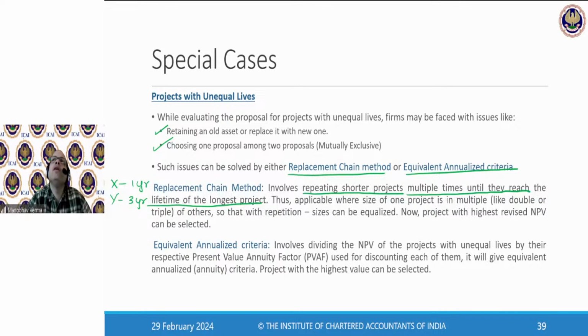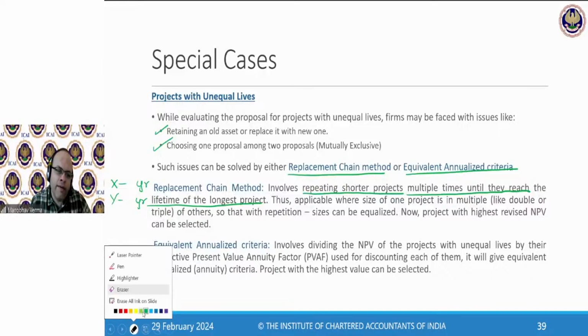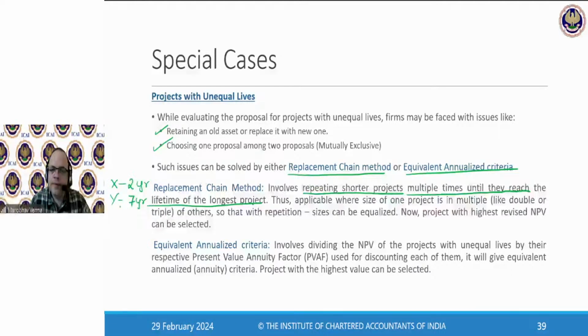Obviously, this is applicable when you have a project life in multiples of each other. If I change this scenario, let's say project X has a life of 2 years, whereas project Y is 7 years, guys. Then you cannot go with this unless you repeat project Y two times for making it 14 years, and you repeat project X 7 times. So again, don't go to the LCM route.